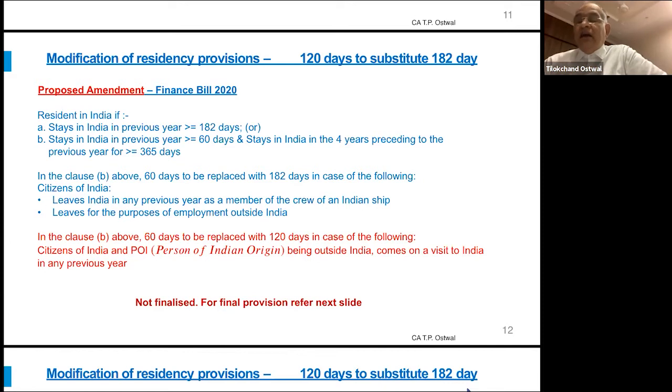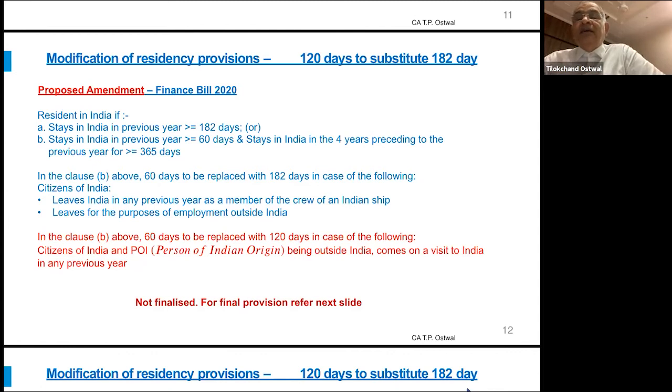What is the provision, which I explained to you earlier: if you stay more than 182 days in India, then you are resident. The second condition is if you stay more than 60 days in that year, and in the preceding 4 years, more than 365 days, then cumulatively you become resident. Now, there are 2 exceptions. If you are living in India for the purpose of employment abroad, or you are a member of the crew, then instead of 60 days, you are allowed to stay in India up to 182 days.